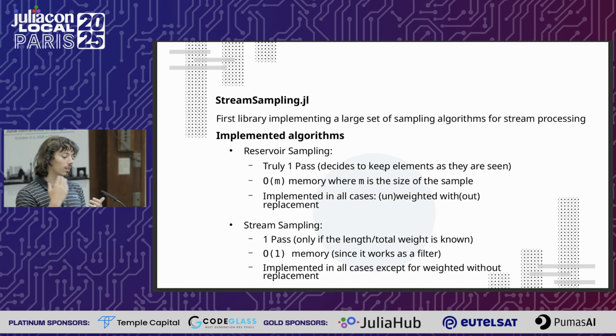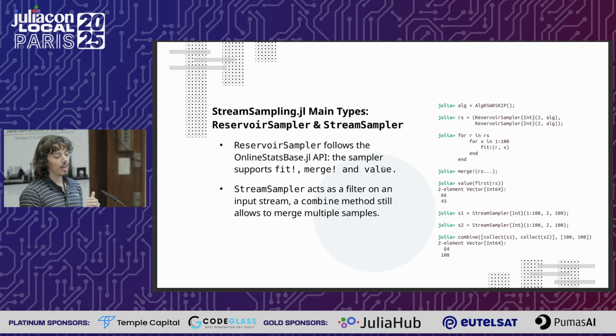And instead, stream sampling is still one pass, but you need to know the length, or in the weighted case, the total weight of the stream. And the memory is actually one, because this kind of algorithm acts as a filter of your stream, and so if you iterate, you get each element at a time with the sampled elements.